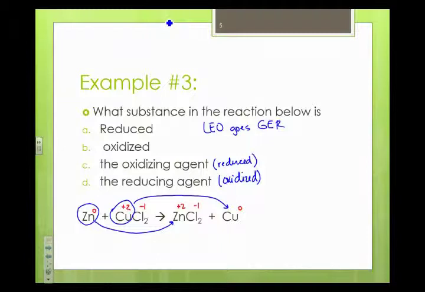So let's look at zinc first. I start with 0 and I become more positive, which tells me I'm losing electrons. That tells me that zinc is oxidized. And since it's the thing that's oxidized, it is also the reducing agent.